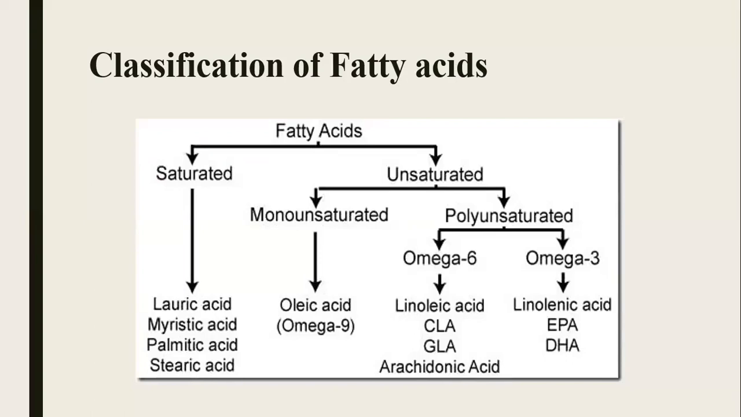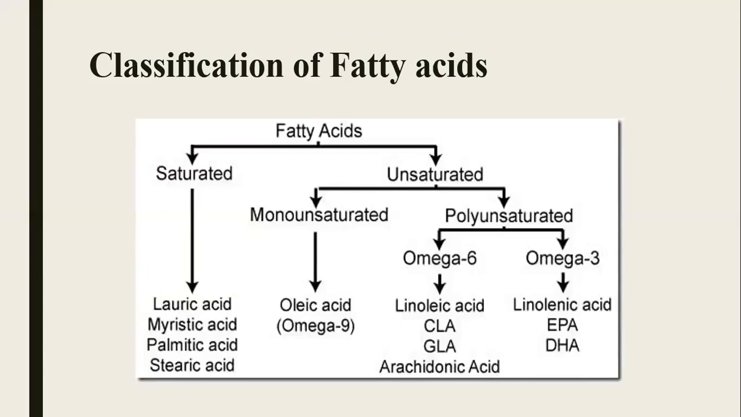Some of the important examples of the saturated fatty acids are butyric acid. Butyric acid is a 4 carbon containing fatty acid. Butyric acid, caproic acid, caprylic acid, capric acid, lauric acid. Lauric acid is a 12 carbon containing fatty acid. Myristic acid is a 14 carbon containing saturated fatty acid. Palmitic acid is a 16 carbon containing saturated fatty acid. Stearic acid is an 18 carbon containing saturated fatty acid. So there is a big list of saturated fatty acids present in our body.